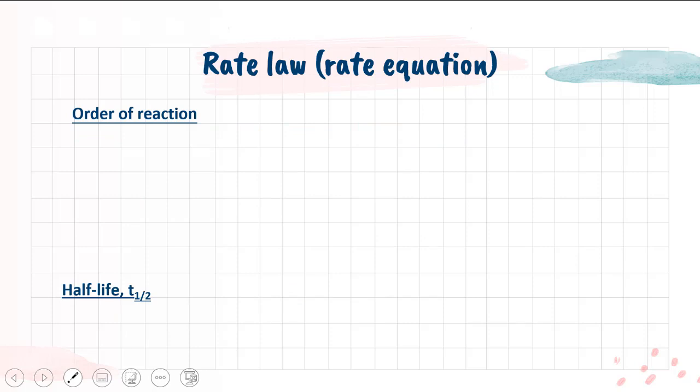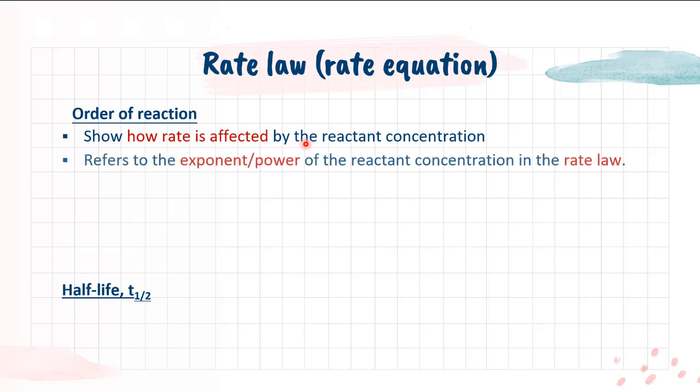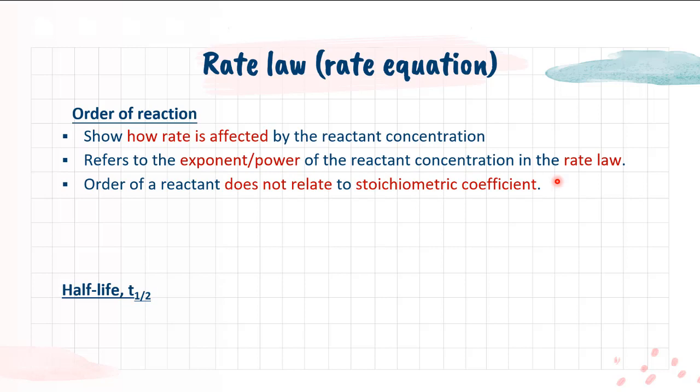The second term over here is the order of reaction. So order of reaction in this case shows how the reaction rate is affected by a reactant concentration. All right, so this one is the power. This order of reaction is the power. If you remember just now, we have the m and n. m with respect to A, n with respect to B. So they refer to the power of reactant concentration in the rate law.